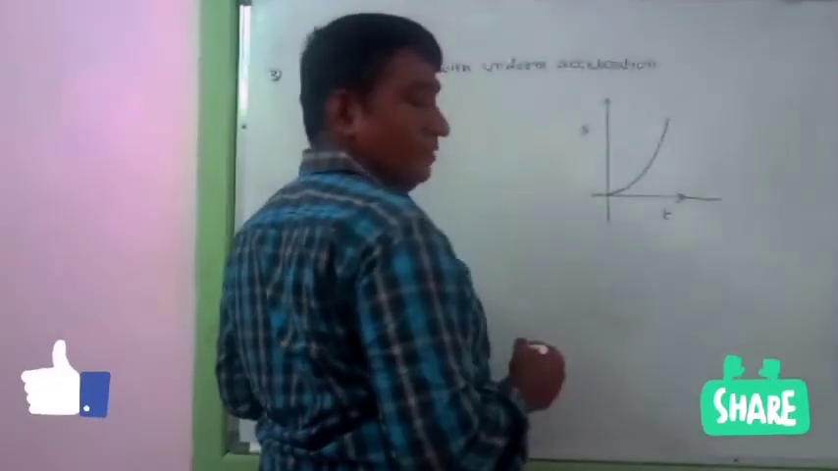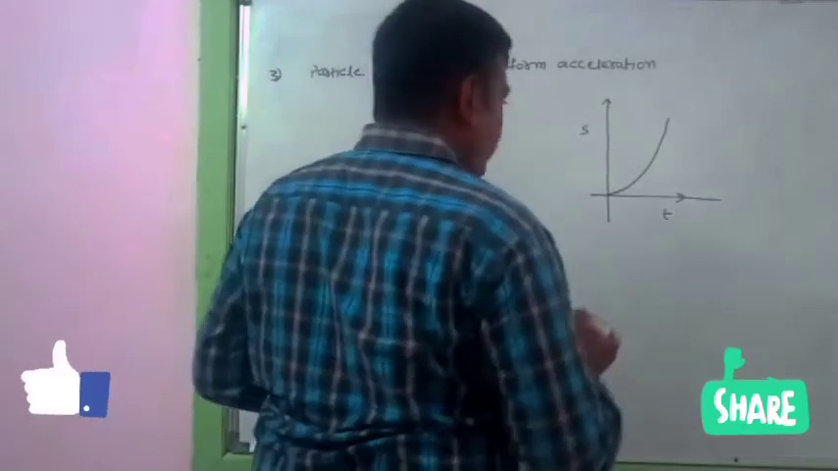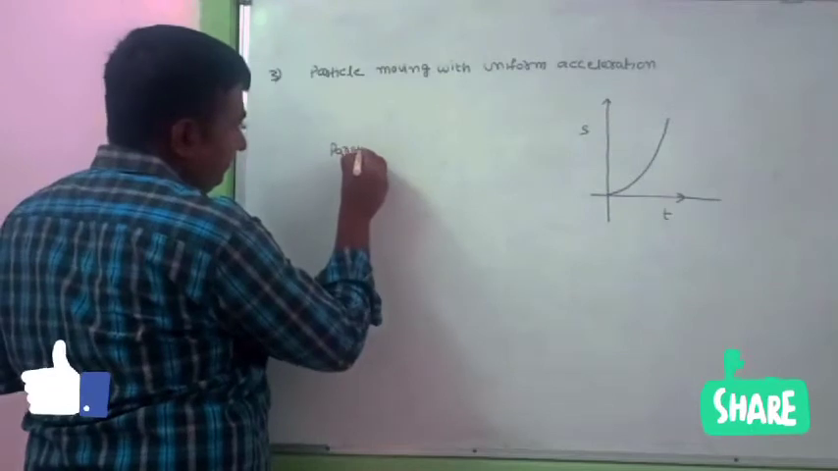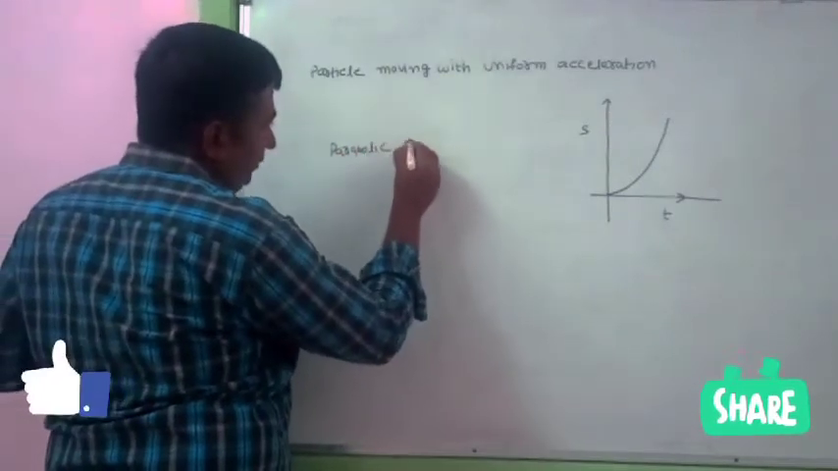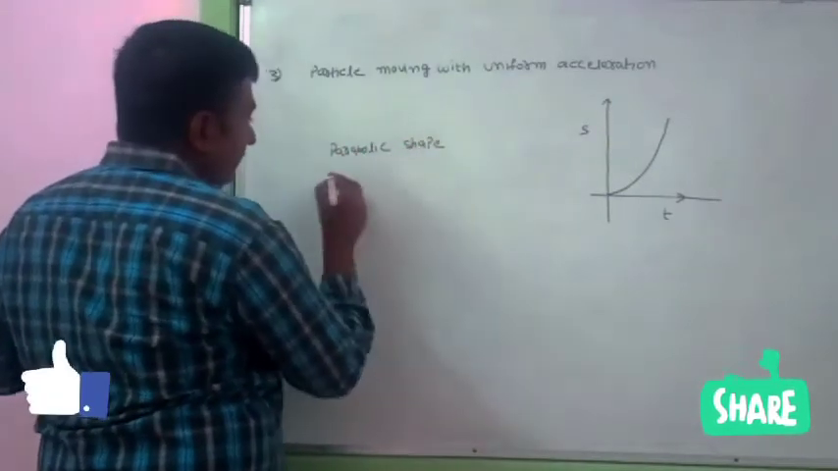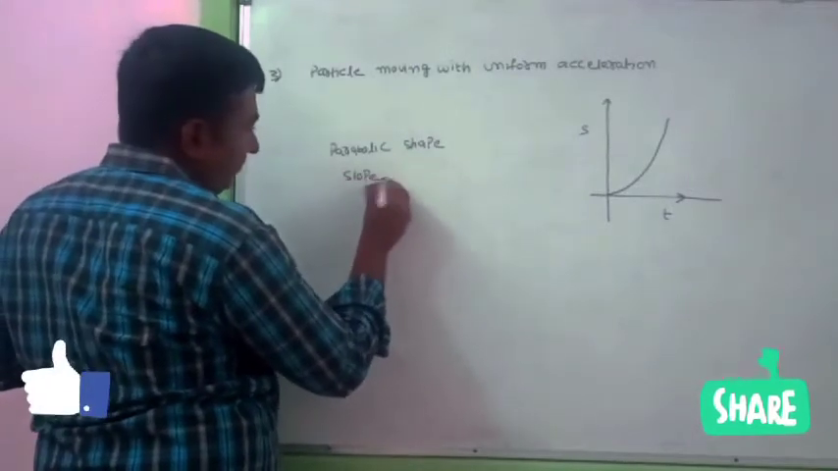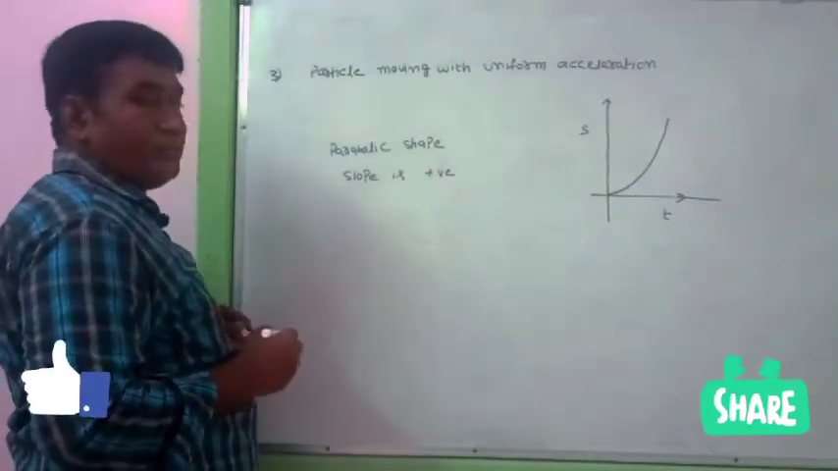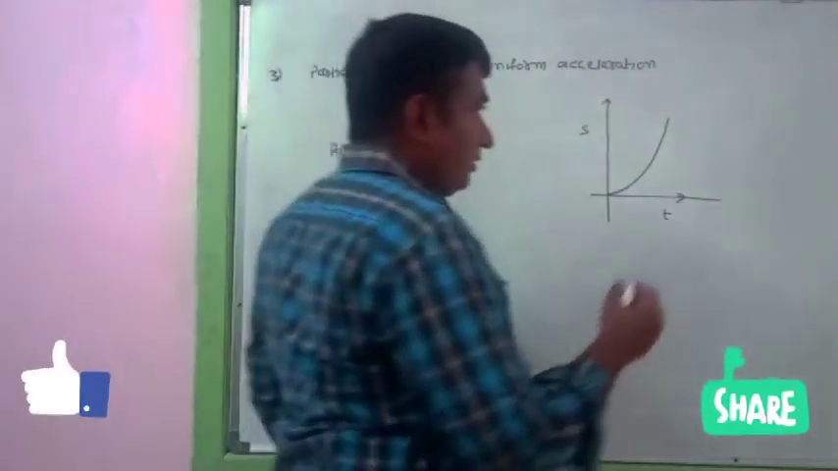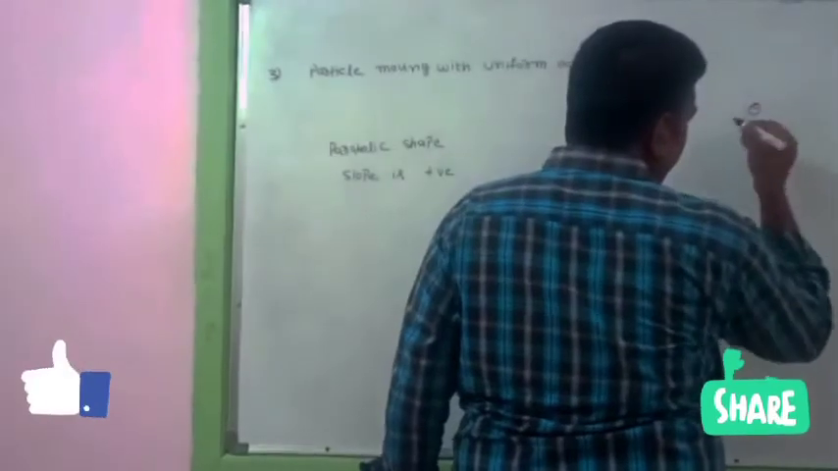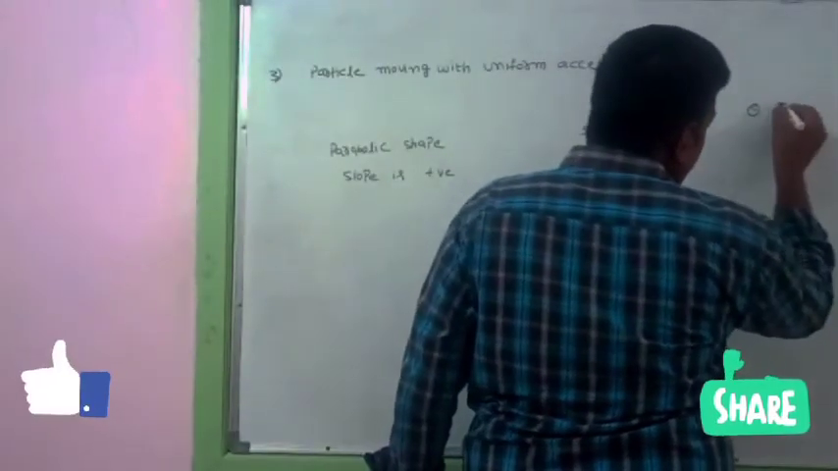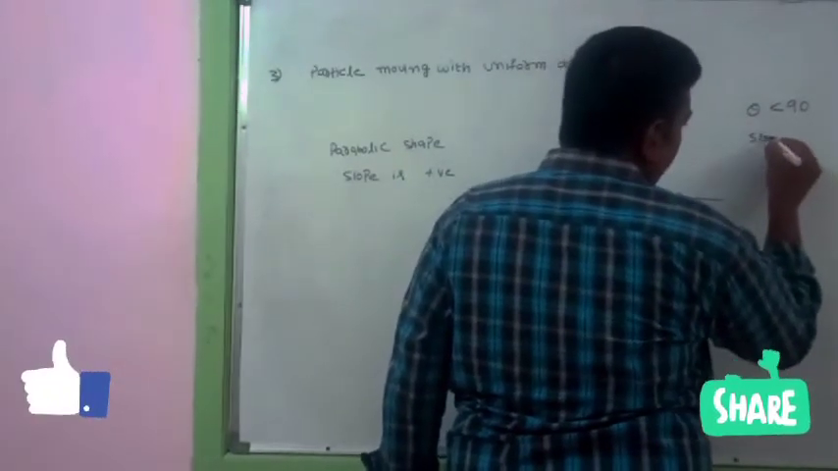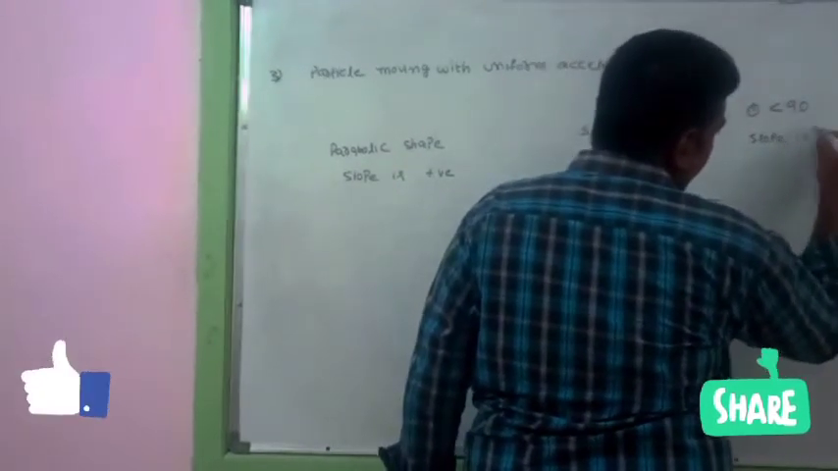We are going to get it like this. So what is the shape? Here the shape is parabolic. It is a parabolic shape and slope is positive. Slope is positive. Why? Here, if theta is less than 90 degrees, then slope is positive.